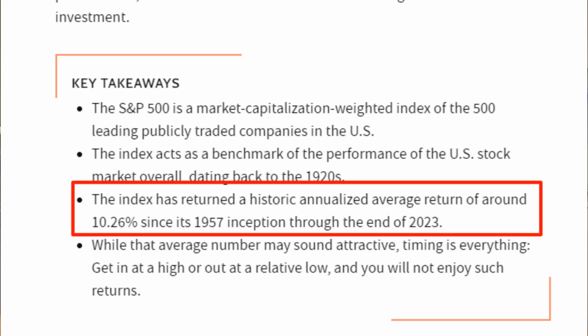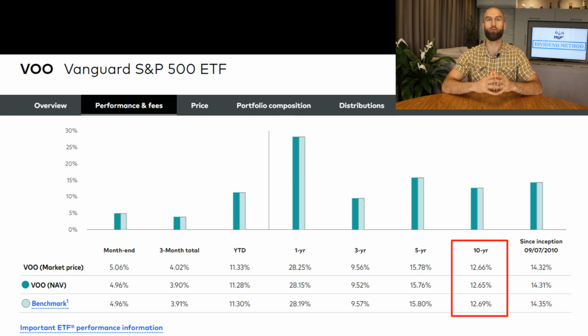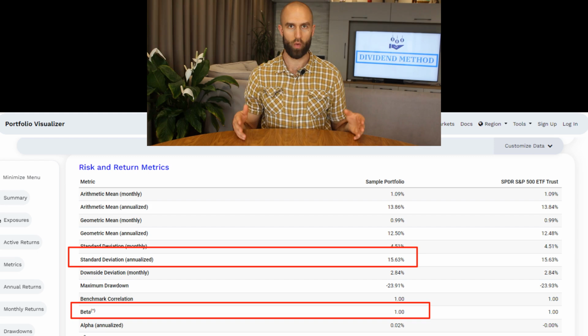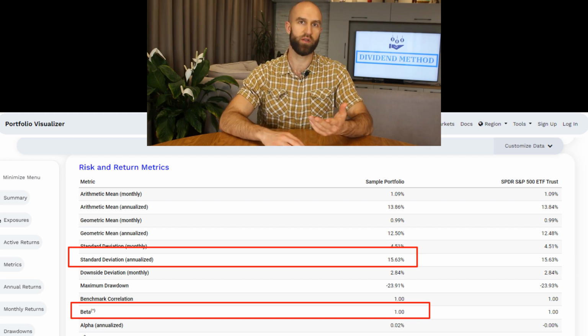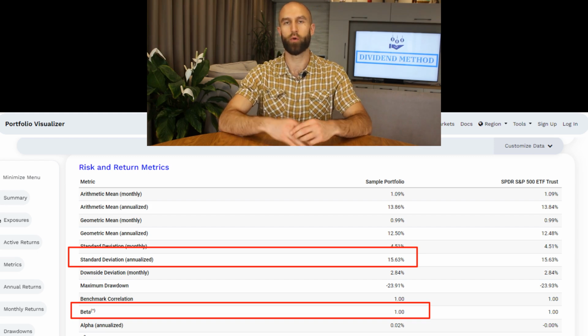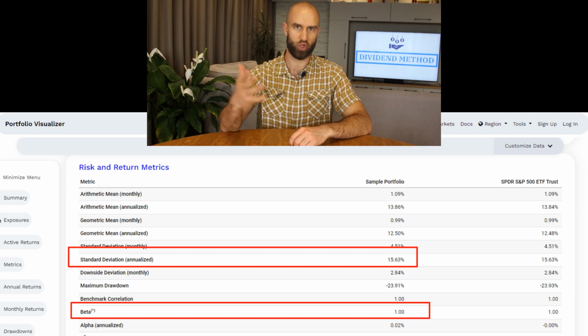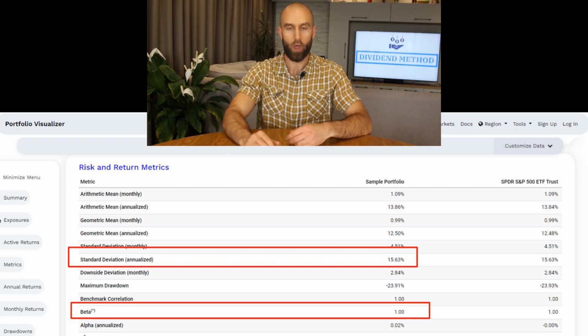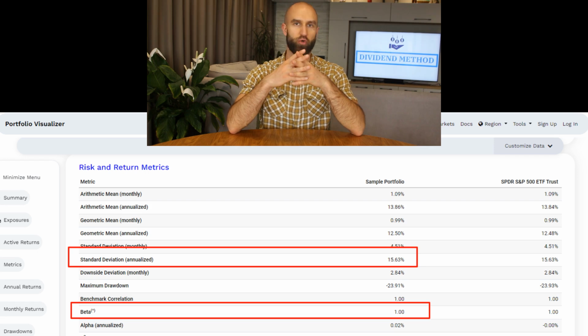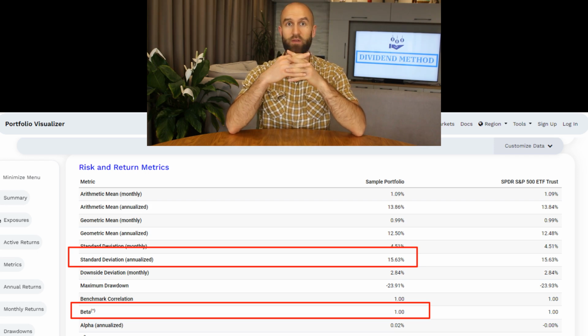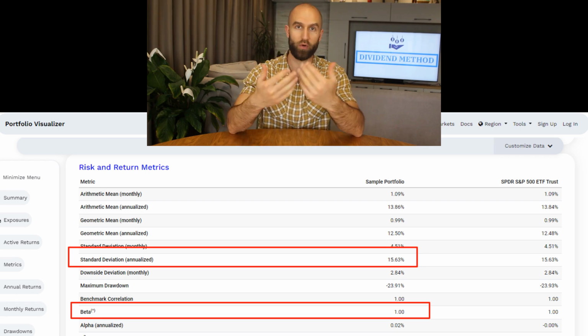The S&P 500 has returned on average a little over 10% since 1957, and an even more attractive 12.6% in the past 10 years. When it comes to volatility, using standard deviation and beta, which are both metrics used to assess the fluctuation of an investment's return and price, we can see that for the S&P 500 for the past 10 years, they are 15.63% and 1 respectively.